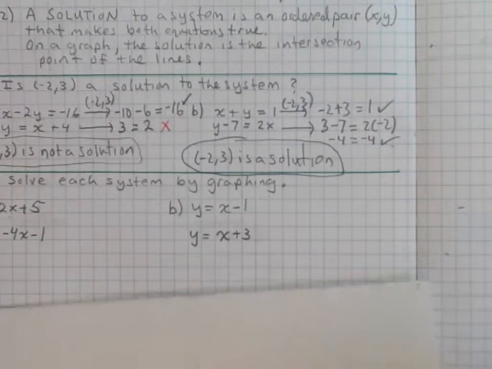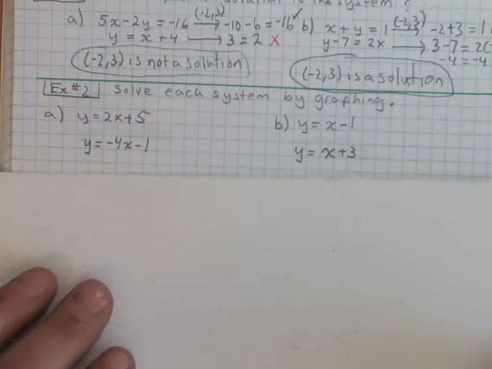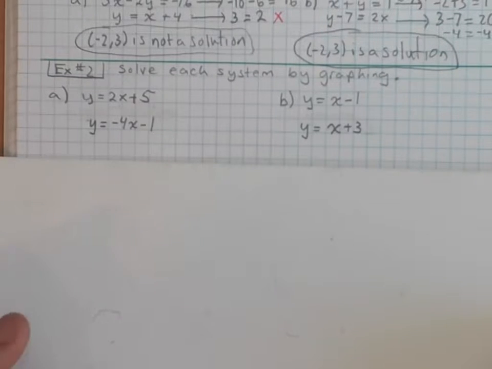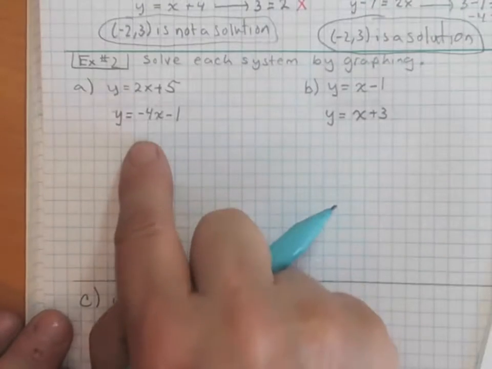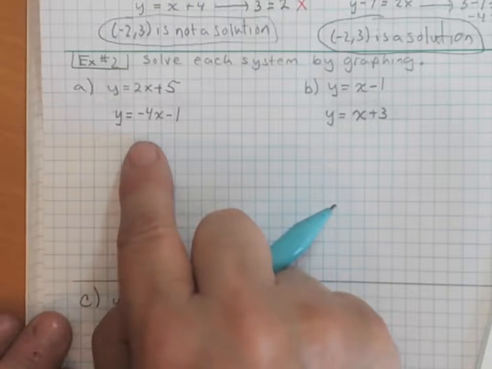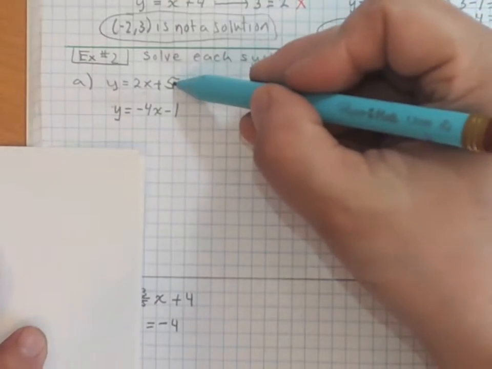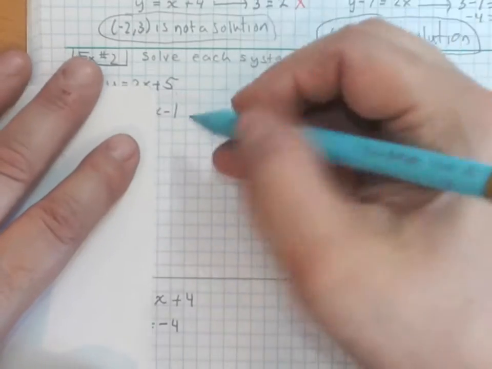All right, so let's see how we use the graphing method to actually find that solution. We're going to graph these two equations and see if they intersect anywhere. So let's go ahead and plot them. We're going to need to plot a y-intercept of 5 and a y-intercept of -1 on the same grid.